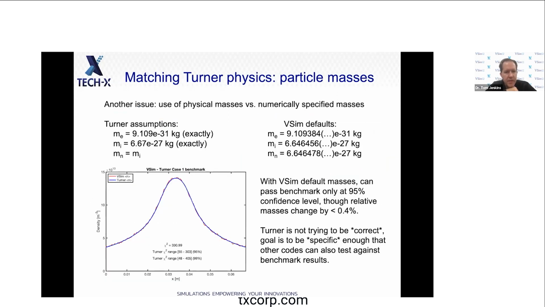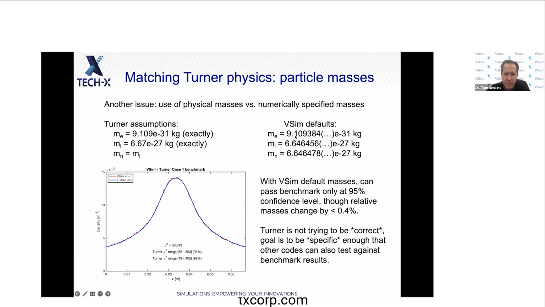Another issue that comes in is with the physics that we include in VSim. Turner specifies the masses of the particles in his benchmark to 3 decimal places for the electrons and 2 decimal places for the ions, sets the neutral mass equal to the ion mass, and away you go. In VSim, we of course use the best known value for the electron mass and for the masses of various ions and neutrals. And so we disagree in the 4th decimal place. We have a relative change in mass by less than 0.5%.